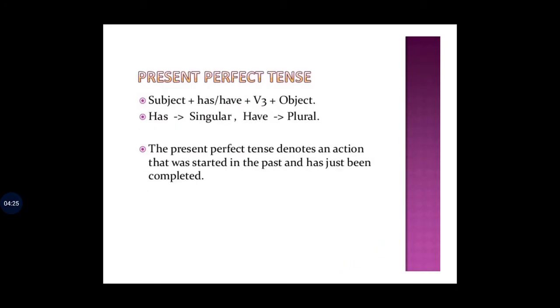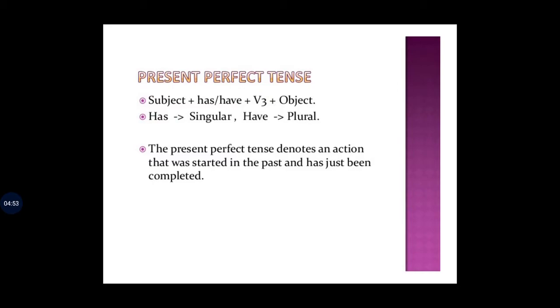Okay. Let's see here the next, third category of the present form. Present perfect tense. Let's see the format. Subject, has or have plus V3 plus object. Here have, has I have given. Have should be used for plural form. Has should be used for singular form. Then V3 is the past participle, the third category of the verb. That is given as V3.